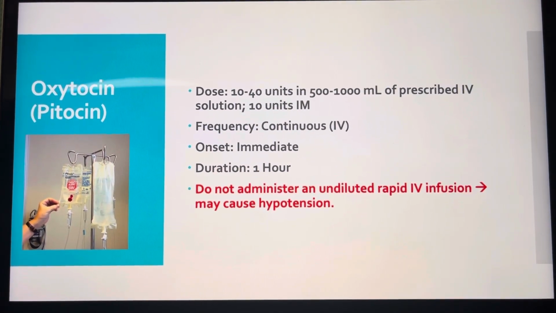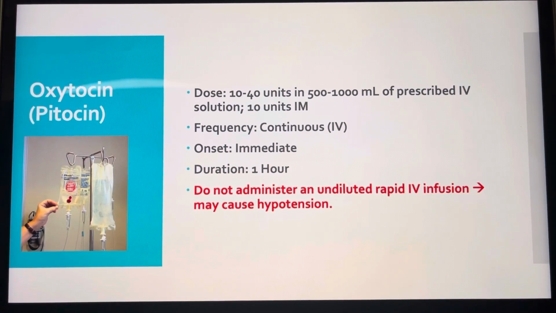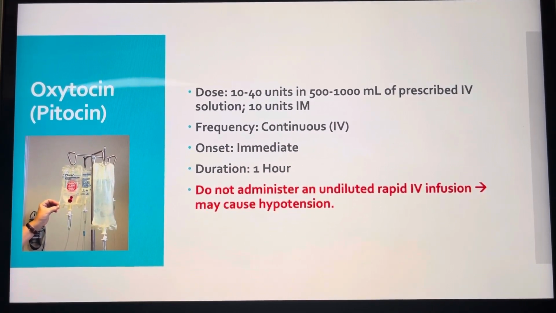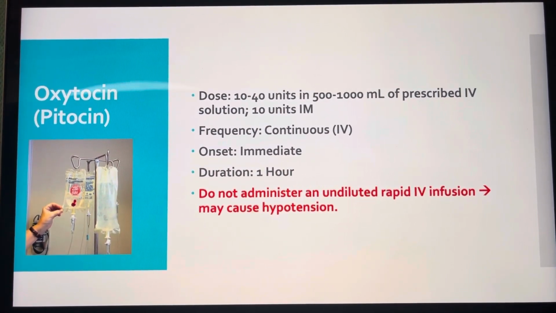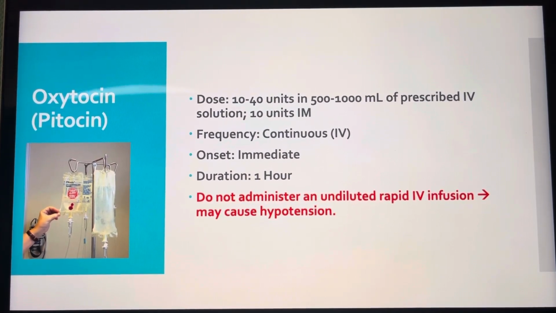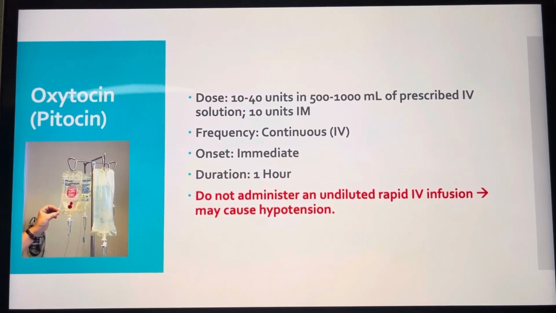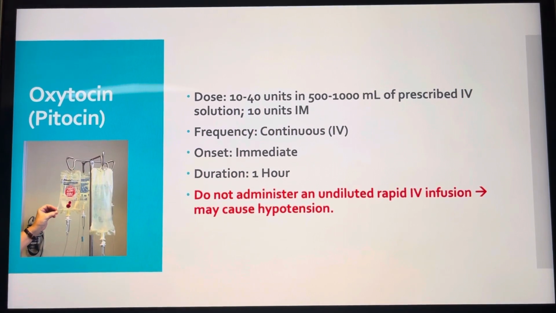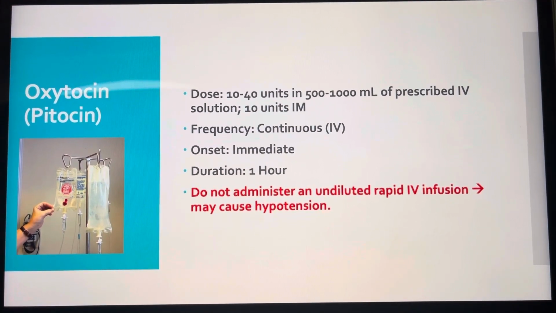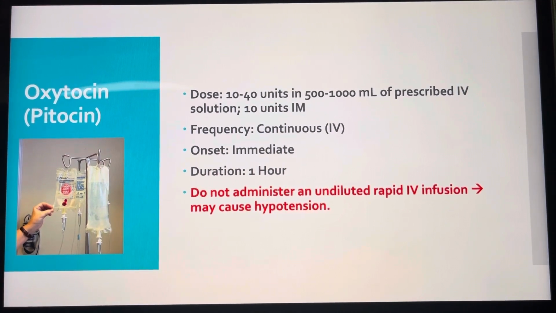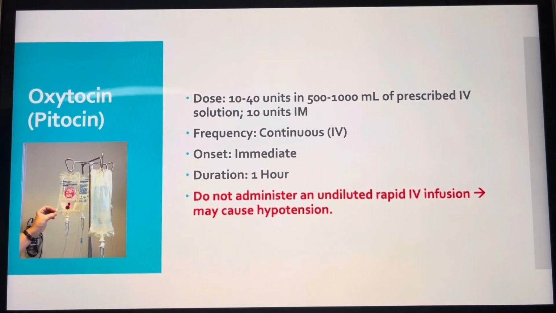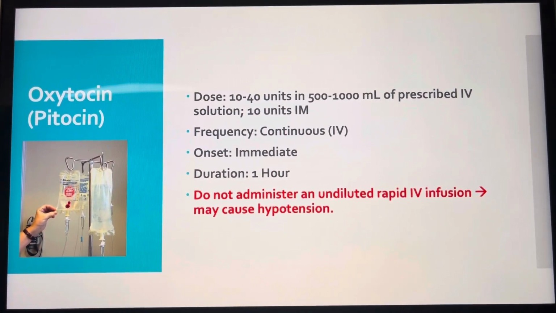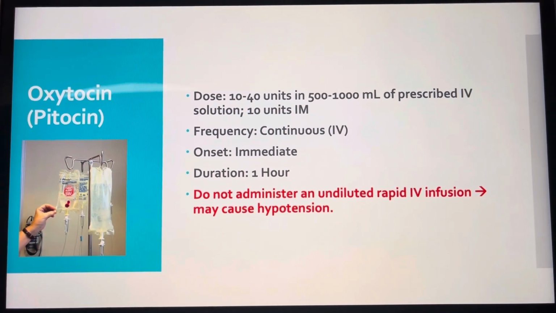So your next step in medication treatment is going to be oxytocin, Pitocin, and this is going to be given 10 to 40 units in 500 to 1,000 milliliters of prescribed IV solution, or 10 units IM. So you have two choices. You can give IV or IM. Frequency, if you give IV, it's going to be continuous. The onset is immediate and duration is 1 hour. The main purpose of oxytocin is to produce uterine contractions, which will then control bleeding. Please make sure you don't administer an undiluted rapid IV infusion, because this will cause hypotension.